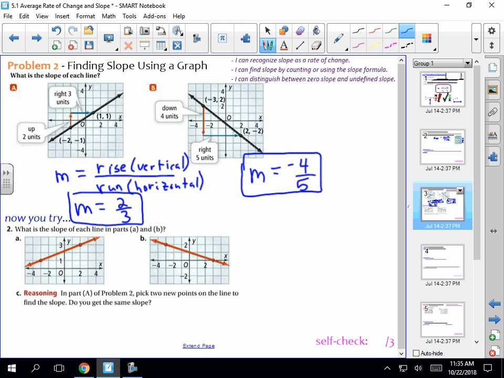Some students will say down is negative, left would be going negative. So if you went down and then left, a negative over a negative is a positive, which would be equivalent to what I get for the slope here. It's positive 2/3. So lots of different ways to think about that.